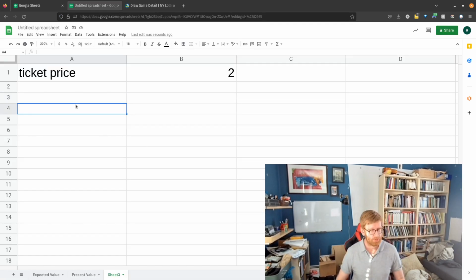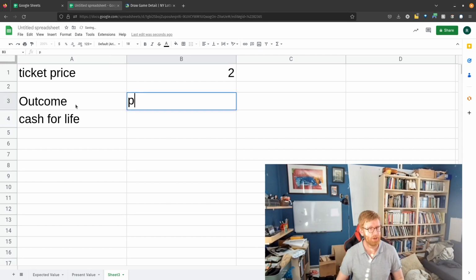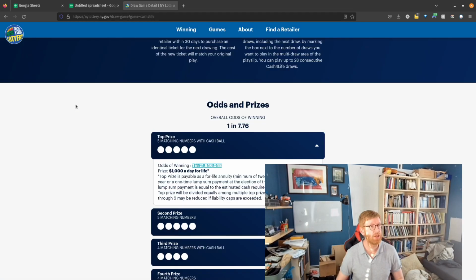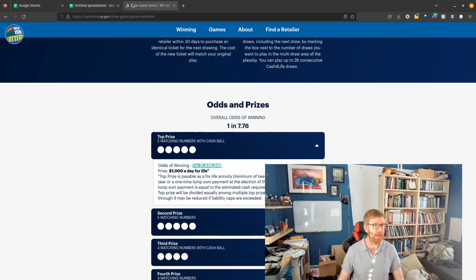So we've got some outcomes. Cash for Life. We've got probability, and this is 1 in 21 million. I don't think it likes the commas or the spaces. There we go. So your probability of winning Cash for Life is very, very small. We'll figure out the value of that in just a second.